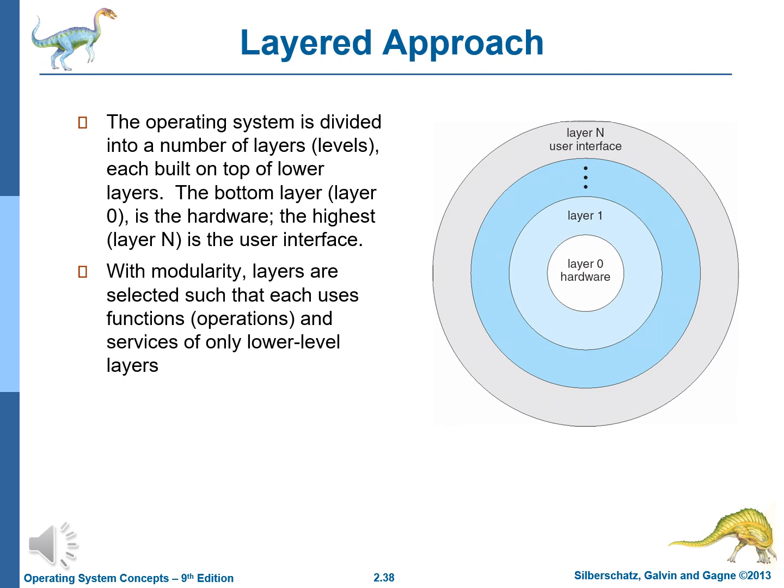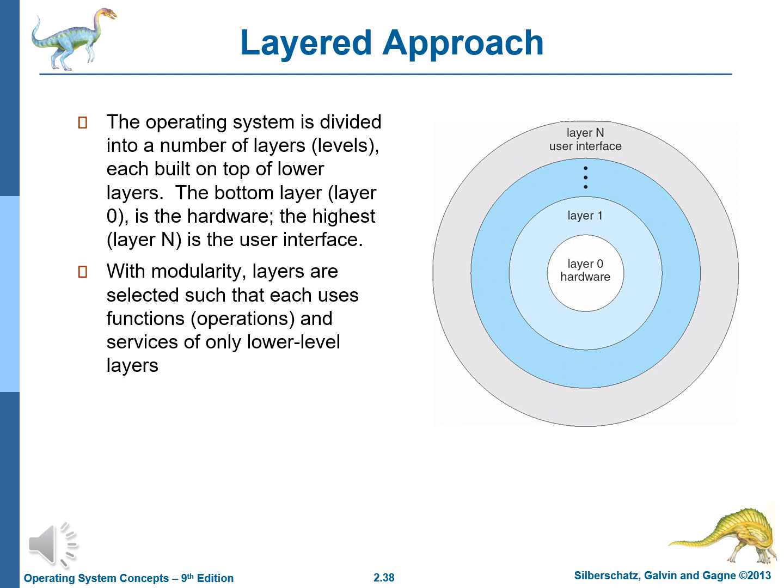The main advantage of the layered approach is simplicity of construction and debugging. The layers are selected so that each uses functions or operations and services of only lower level layers. This approach simplifies debugging and system verification. The first layer can be debugged without any concern for the rest of the system, because by definition, it uses only the basic hardware, which is assumed correct, to implement its function.